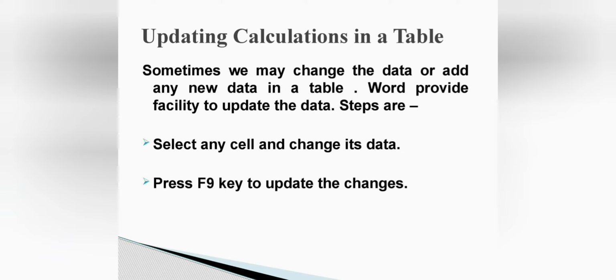We have to select the cell where the result is displayed. After selecting the result, we just have to press the F9 key to update the changes. Or you can select the result and right-click over there, and from the pop-up menu that comes, select the Update Field option, by which your result will get updated according to your data.